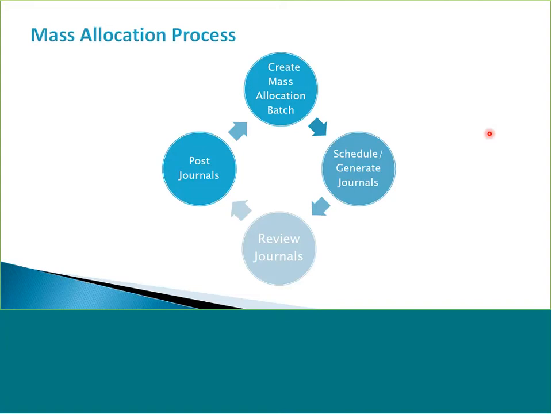Once we do that, we can create our batch and define the formulas therein. Once we define the formulas, we can generate the allocation journals. We can do it one time, or we can schedule them to be generated periodically, maybe at the end of every month or whatever the requirement of the client might be. Once those journals are generated, we have the option to review them and ensure that everything is correct and then post them. That is the basic cycle of the mass allocation process.